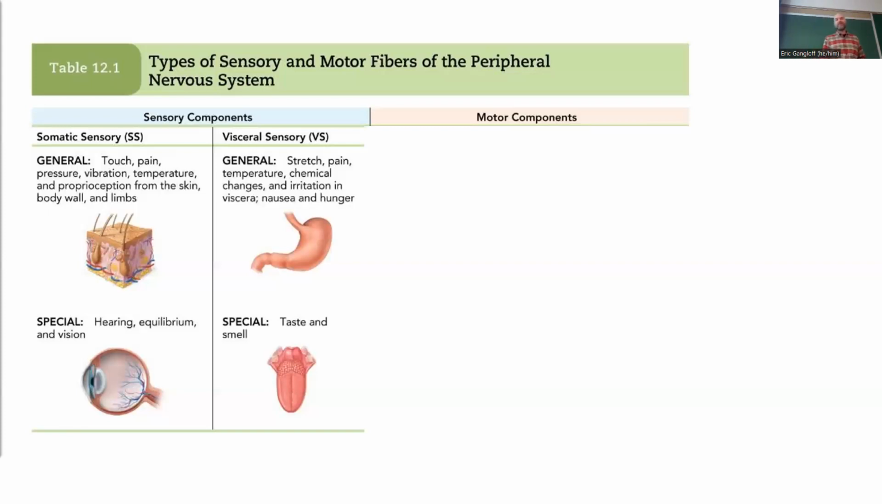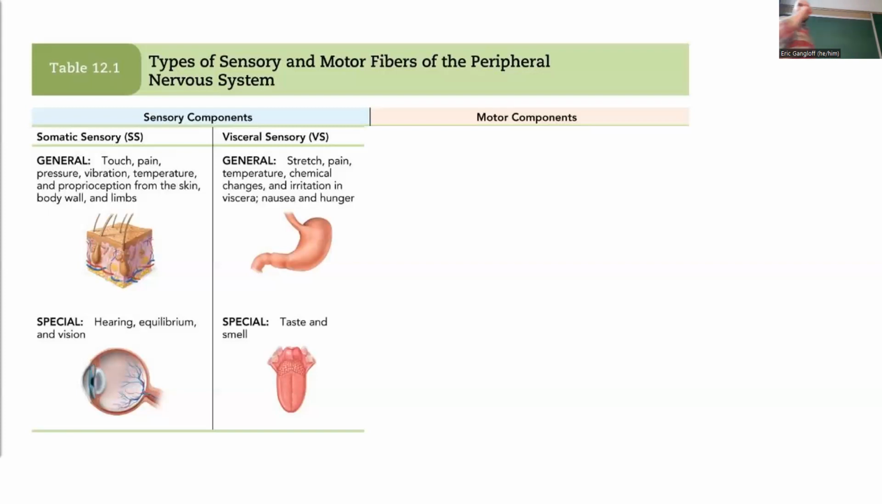Visceral sensory also includes two special senses, and that is your senses of taste and smell, which are closely associated. We talked in a little bit more detail about smell in class on Wednesday, and we have a lab on these special senses. So we'll get into all of these in more detail.